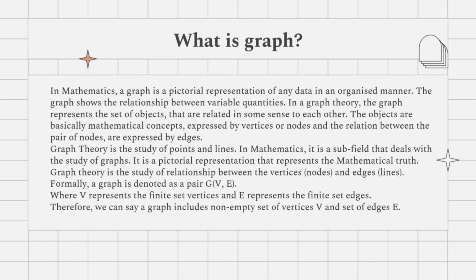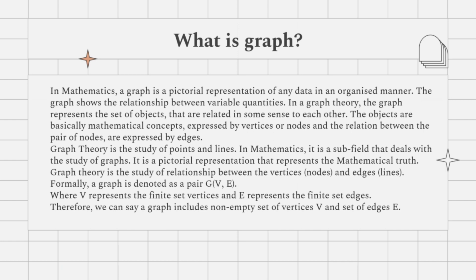The objects are basically mathematical concepts, expressed by vertices or nodes, and the relation between pairs of nodes is expressed by edges. Graph theory is the study of points and lines. In mathematics, it is a subfield that deals with the study of graphs. It is a pictorial representation that represents mathematical truth. Graph theory is the study of the relationship between the vertices, nodes, and edges, or lines.